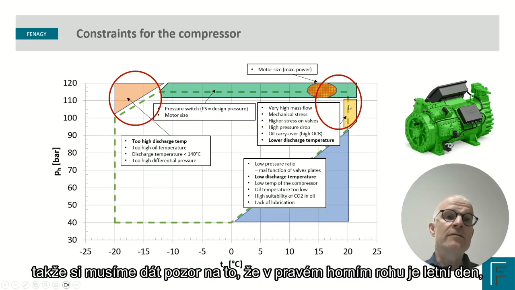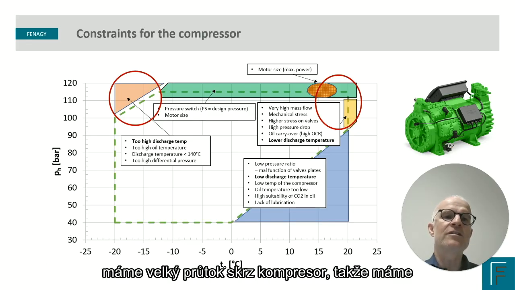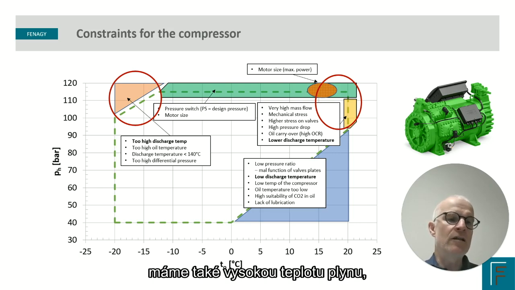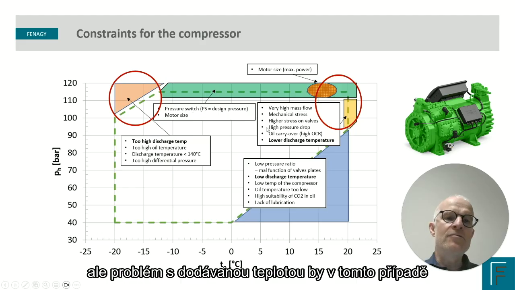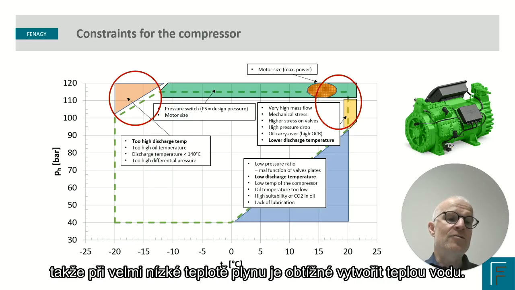In the upper right corner, it's a summer day, we have high suction pressure, we have high mass flow through the compressor, we have high mechanical stress on the compressor and the valves, and we also have high oil carryover. But the problem for supply temperature in this case is that the discharge temperature of the CO2 gas is very low. Having a very low gas temperature makes it difficult to create hot water.